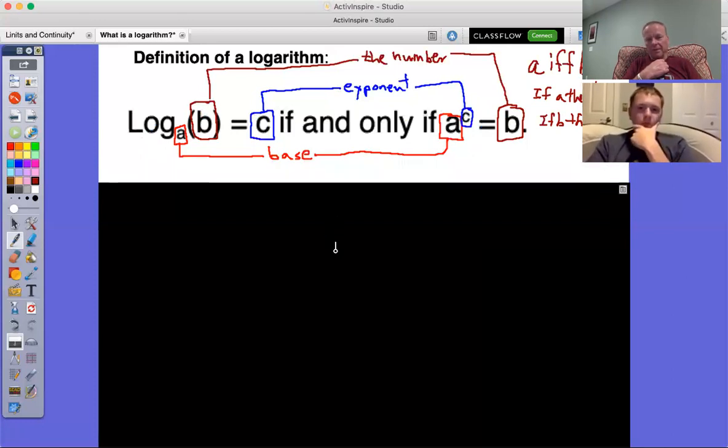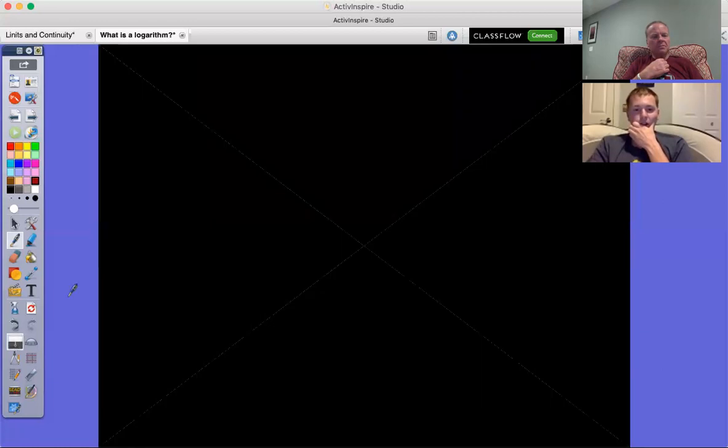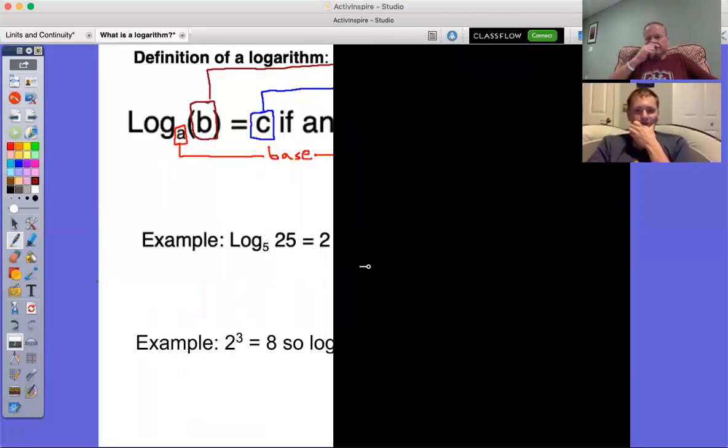Let's take a look at a couple of examples. So we've got log base 5 of 25. So the log of the number 25 should equal the... Log base 5 of 25 equals 2.